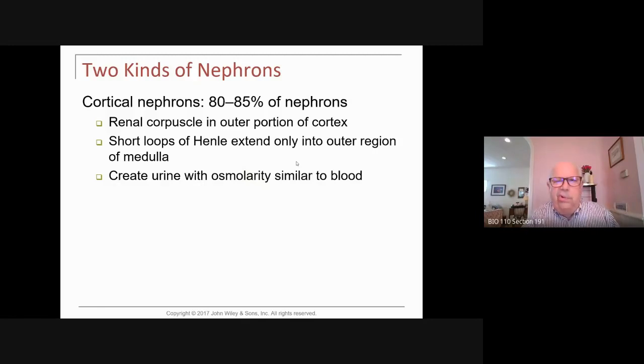The functional unit of the kidney is the nephron. There are two types of nephrons in your kidney. The majority of the nephrons, 80 to 85%, are cortical nephrons. They are in the outer portion of the cortex, and their function is to create urine.